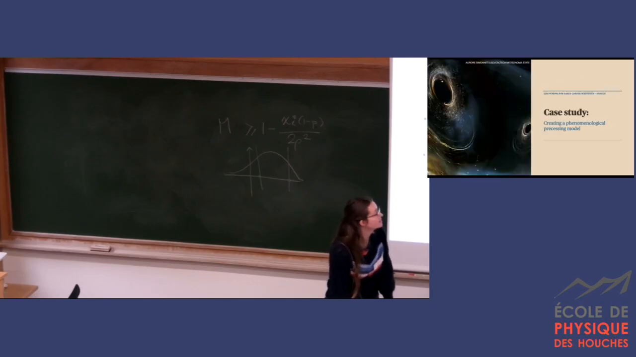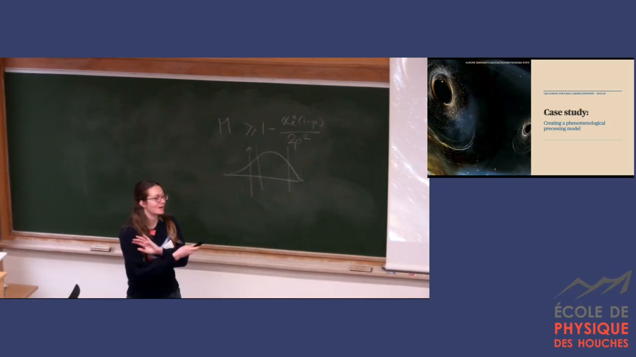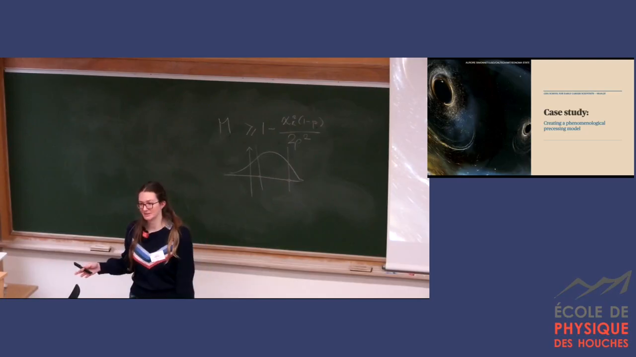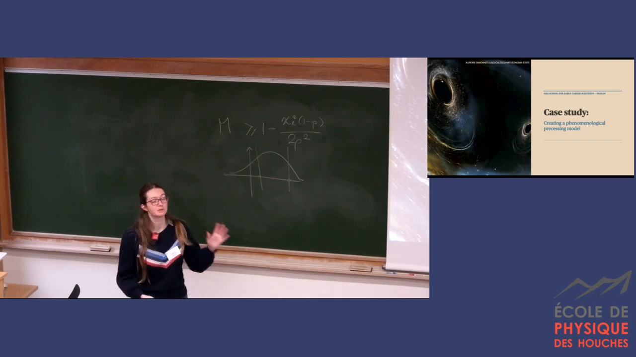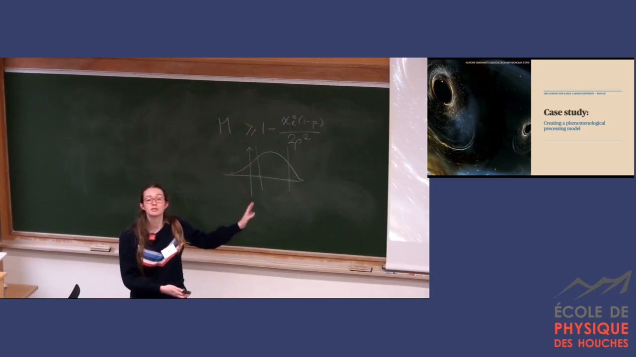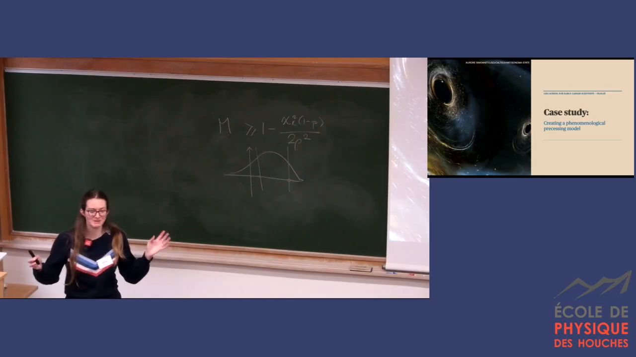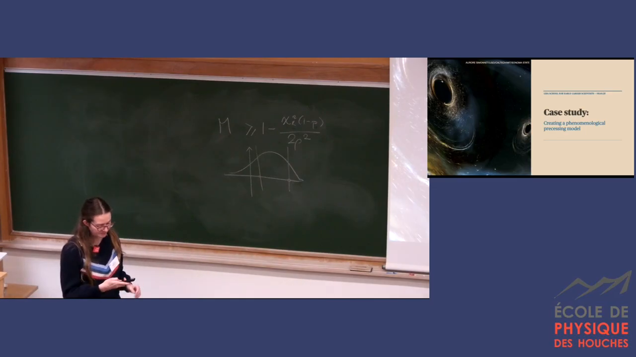Okay, so now, having covered all the ideas behind how we build the models and how we test their accuracy, I'm going to go through a case study for creating a phenomenological precessing model. And I should caveat here that the reason I have chosen this example is because it is what I work on. It is not because it is any particularly relevant source, but I can talk about it in some detail.